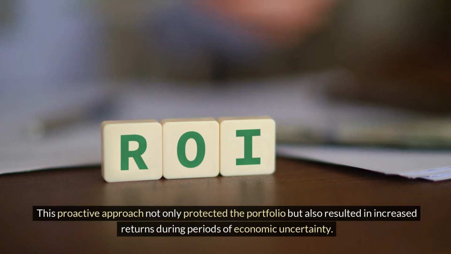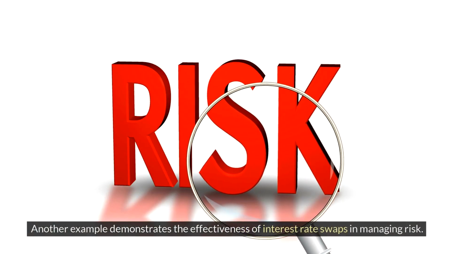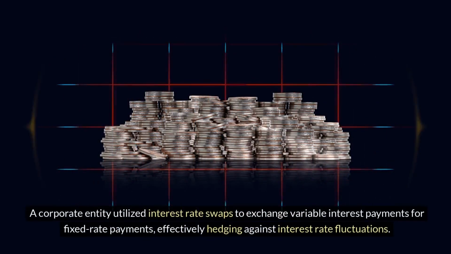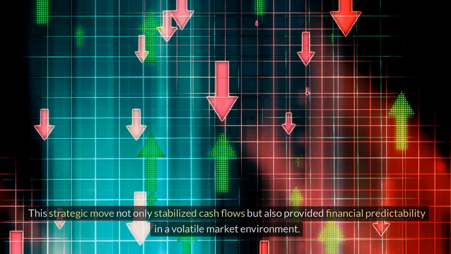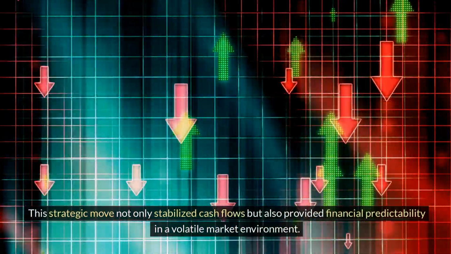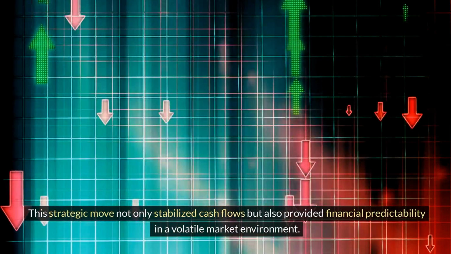Another example demonstrates the effectiveness of interest rate swaps in managing risk. A corporate entity utilized interest rate swaps to exchange variable interest payments for fixed rate payments, effectively hedging against interest rate fluctuations. This strategic move not only stabilized cash flows but also provided financial predictability in a volatile market environment.